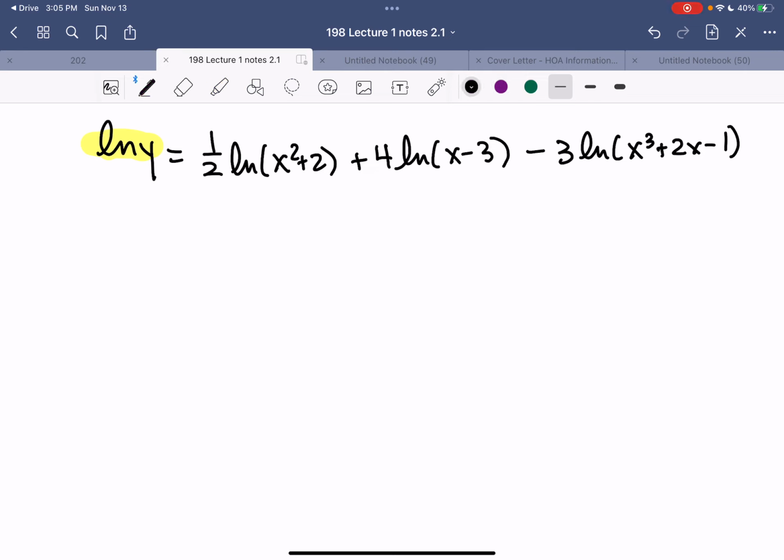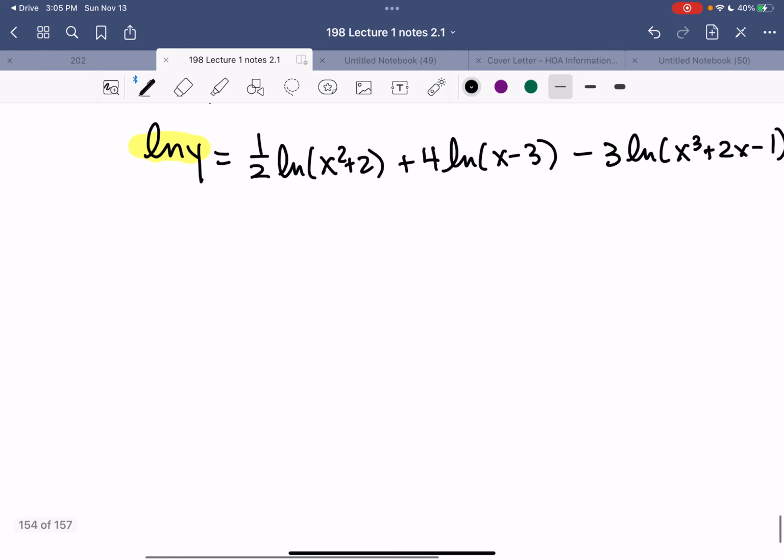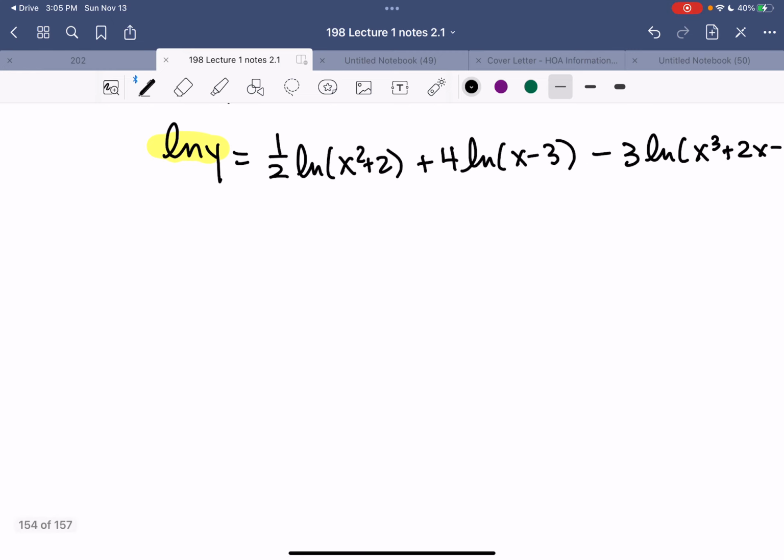So the next thing we're going to do is differentiate left to right. So we're going to start with the ln of y. The derivative of ln of y is 1 over y, but it's a y, so we multiply by dy over dx.